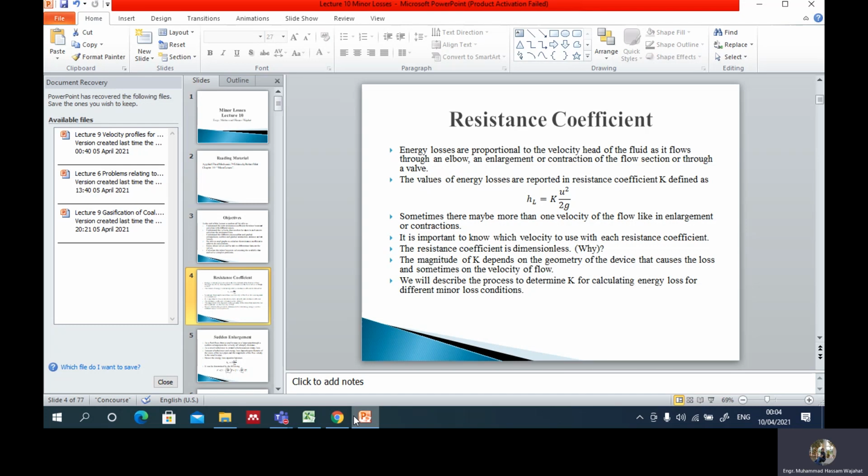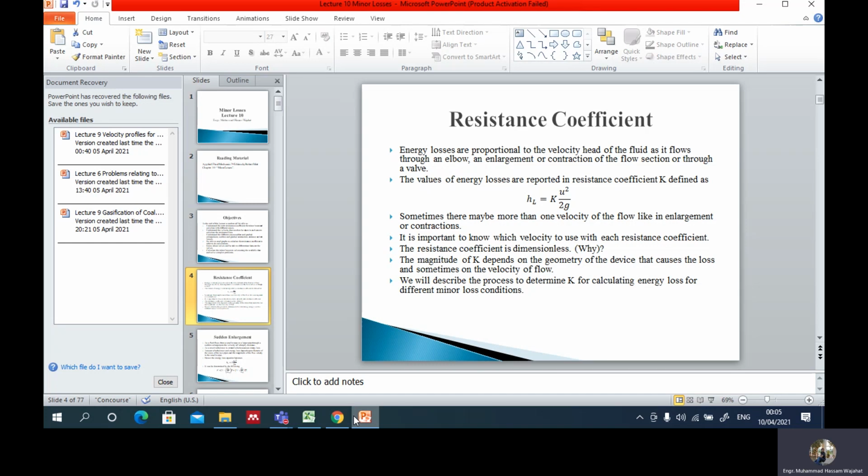So in other words, your energy loss HL is equal to K, which is some constant, multiplied by the velocity head u square upon 2g of the fluid as it flows through an elbow, an enlargement or contraction of the flow section, or through a valve. Now this resistance coefficient, this can be in any equipment. This can be in an elbow flow, an enlargement or contraction of flow section, or through a valve. And these combined are the losses that are formed in your flow.